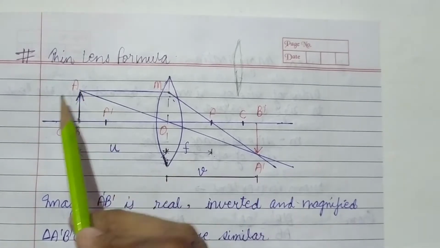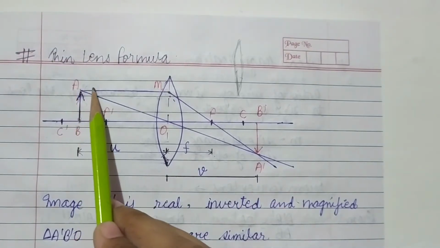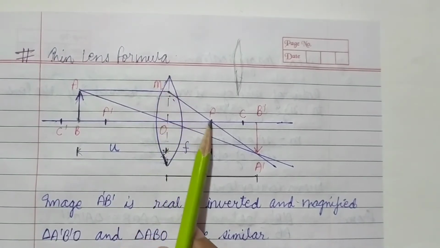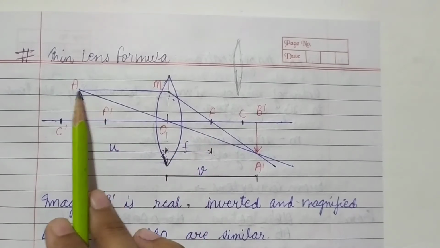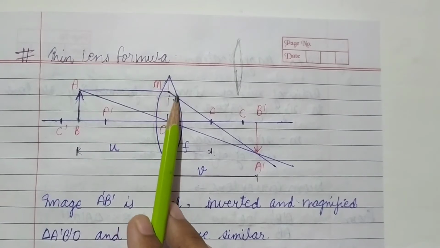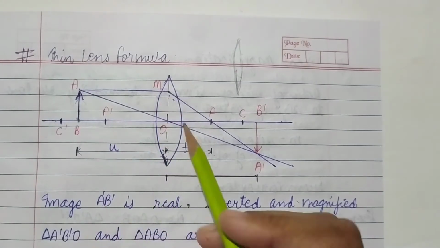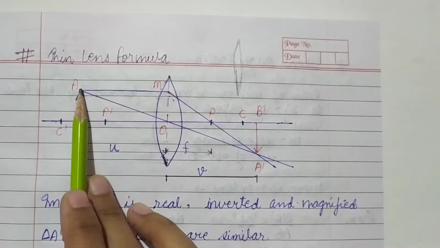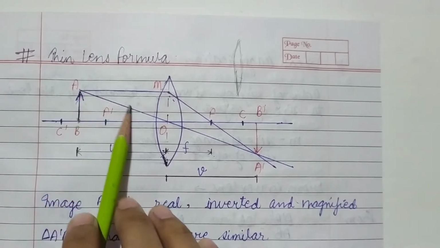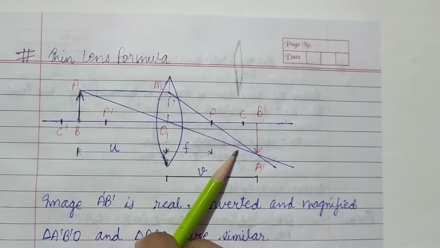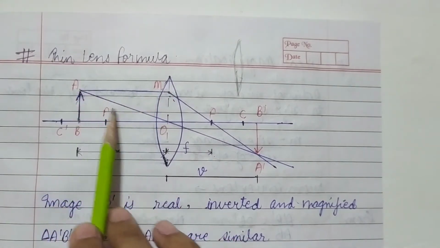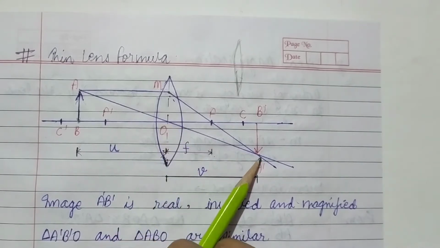Now from here the first ray goes straight to the lens, and after the refraction this ray emerges out from the focus. The ray going parallel to the axis goes through the focus, we already know this. Now there is another ray which goes straight through the center of the lens, from this point O. These two rays, AM and AO, after the refraction, meet at point A dash.